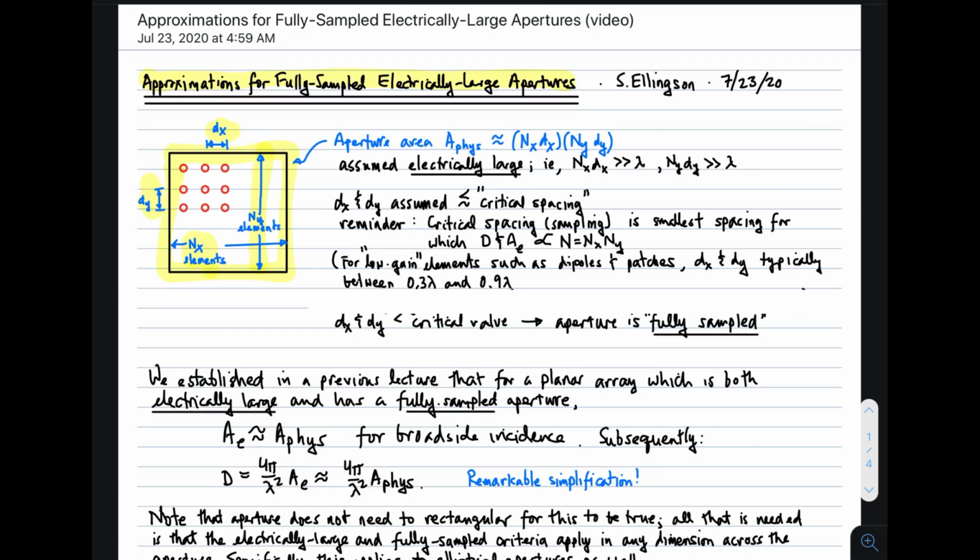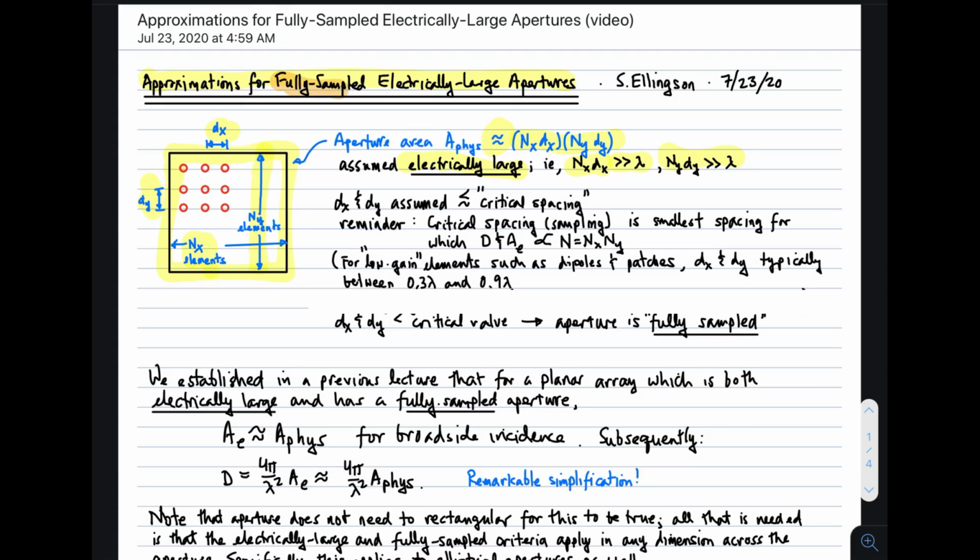Now the physical area of this aperture in which the array exists is approximately nx dx ny dy. This is approximate because it depends on whether you measure from element center to element center on the edge elements, or whether you allow some additional margin on the edges. Obviously, this distinction becomes less important as the array becomes larger and larger. What we mean specifically by electrically large is that the overall x dimension is much greater than a wavelength, and the overall y dimension is much greater than a wavelength.